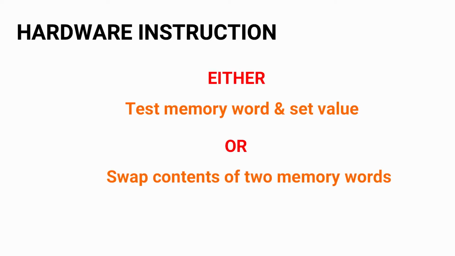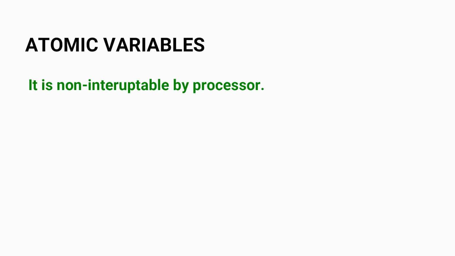Hardware instruction is either test memory word and set value, or swap contents of two memory words. And the last one is atomic variables. It is non-interruptible by the processor.